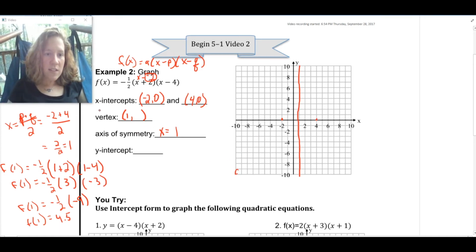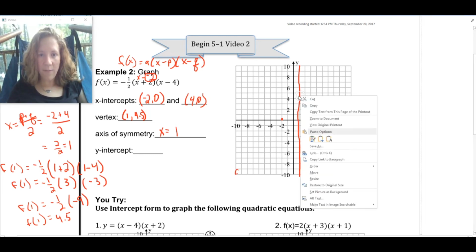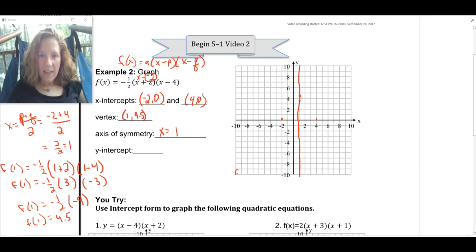So that means that my vertex is 1, 4.5. So I'm going to 1 and then going up to 4.5, like halfway between that 4 and this 5 here.